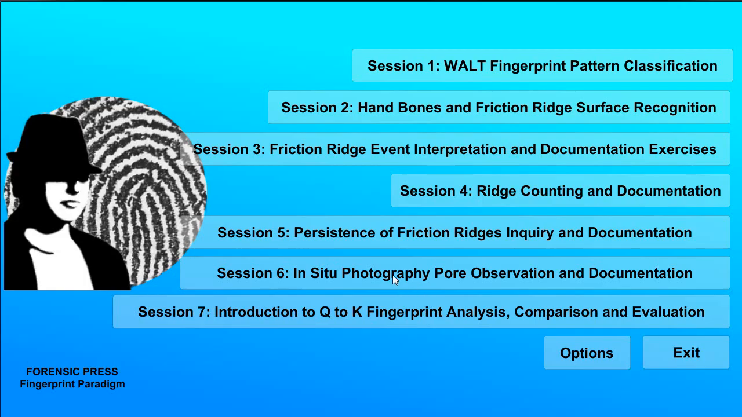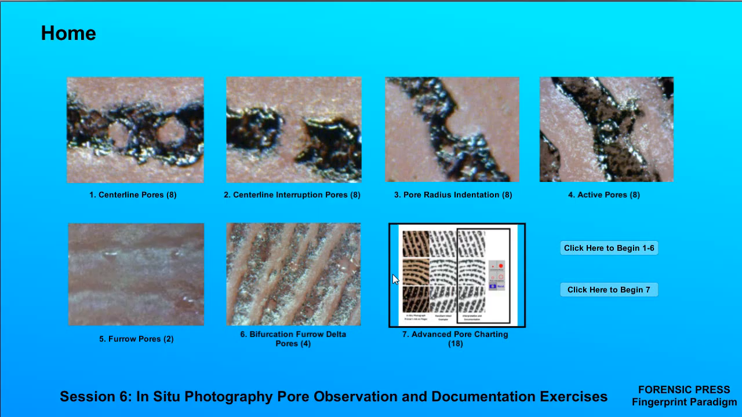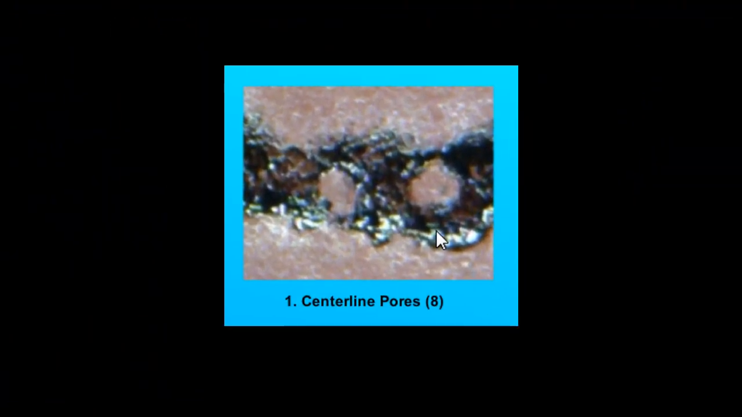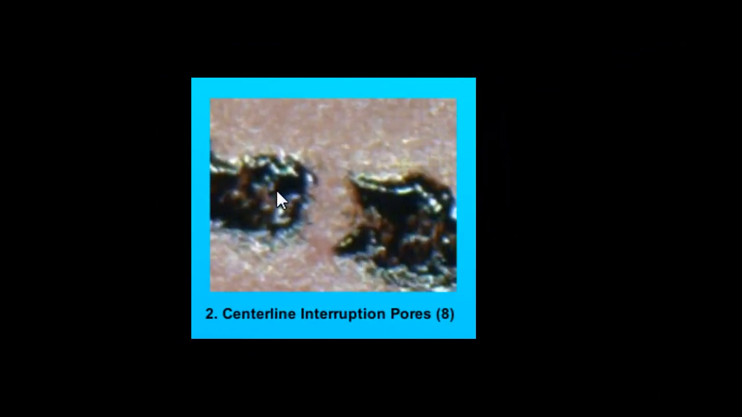Let's now move on to Session 6, In Situ Photography, Pore Observation and Documentation. Here you will have to complete 7 assignments. These assignments will introduce centerline pores, which are in the very middle or center of the ridge. They will introduce centerline interruption pores, which actually terminate the ridge temporarily, as seen here. Pore radius indentations, where the curvature of the pore actually creates a dent or an indentation.